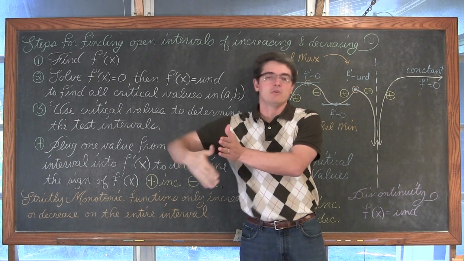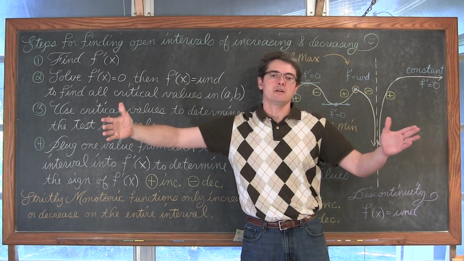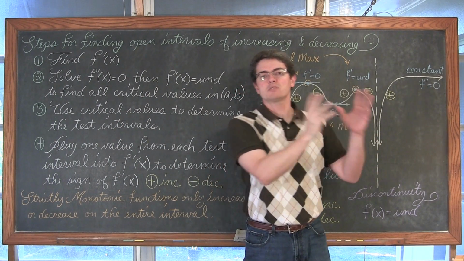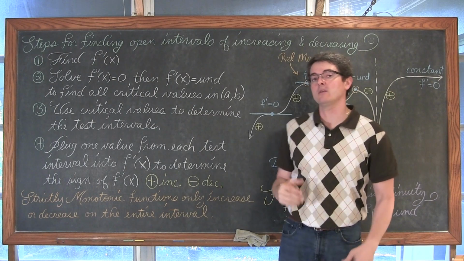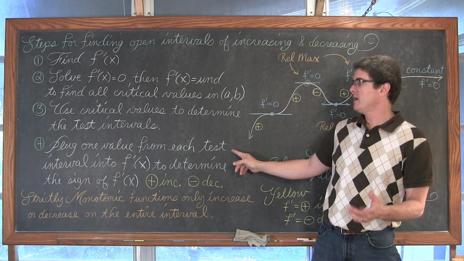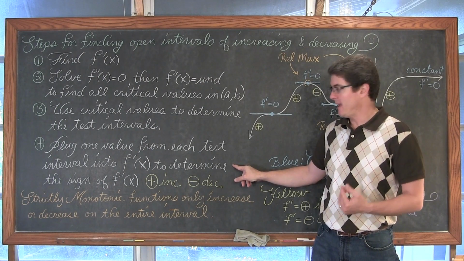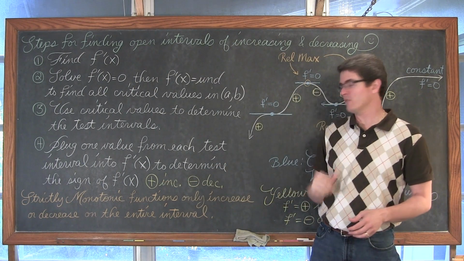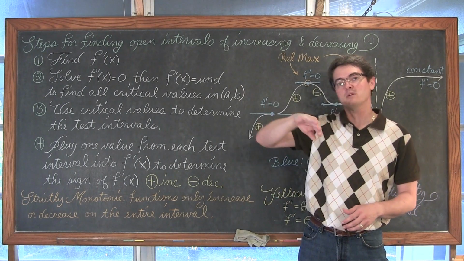Basically, you take your number line from negative infinity to positive infinity, or whatever domain is set up in the problem, and break it up into sections based on these critical values. Then you plug in one value from each of those intervals into your derivative, and if you get a positive answer, then the function is increasing in that interval.